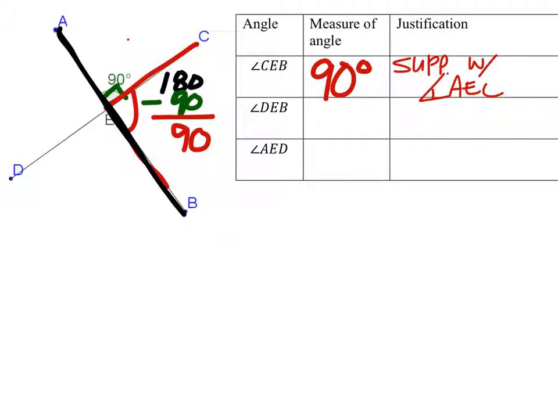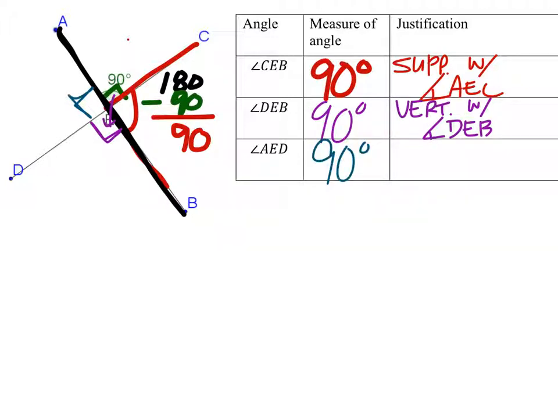Now the other two angles we'll figure out a little bit differently. For example, DEB is this one. But since it's vertical with AEC, we know that it's 90 degrees anyways. And then we also have this other angle right here, which will be 90 degrees, because it's vertical with angle CEB.